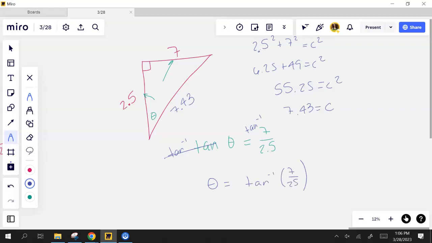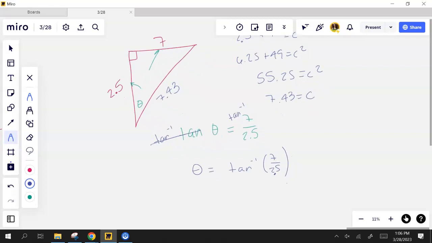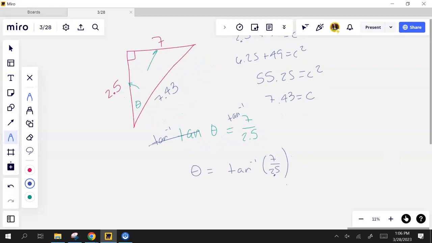Inverse trig functions give you the degrees, give you the angle measures. So now take out your calculator and look right above the tangent, second tan. This is straight calculator. Don't make it harder than it is. Second tan of 7 divided by 2.5.